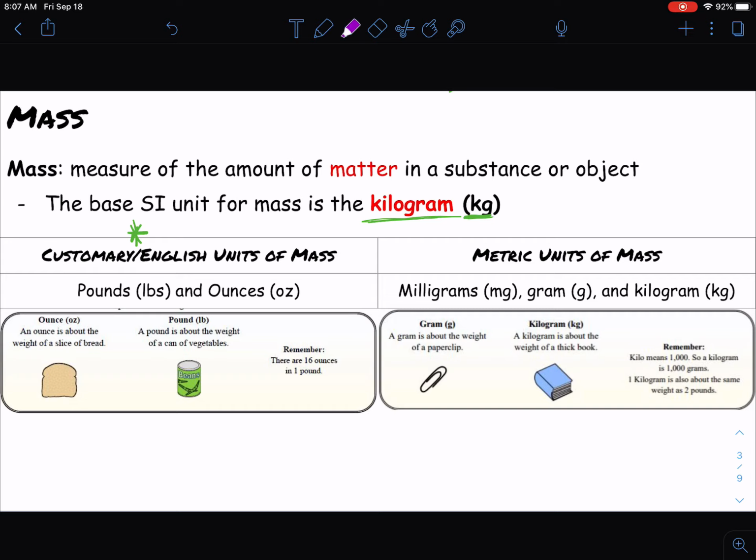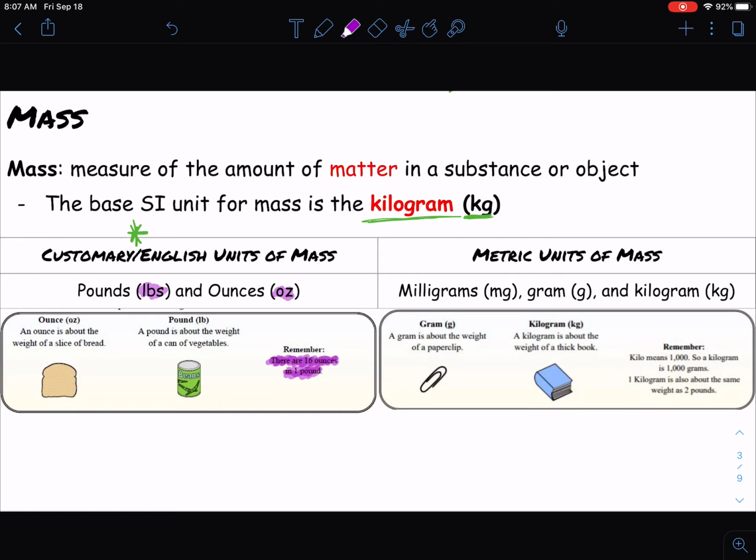And a big thing to remember is that there are 16 ounces in 1 pound. That's a useful conversion. Maybe we won't be using it much, but that's something to know in your life right now. Now, the abbreviation for ounces is oz, and for pounds is lbs.